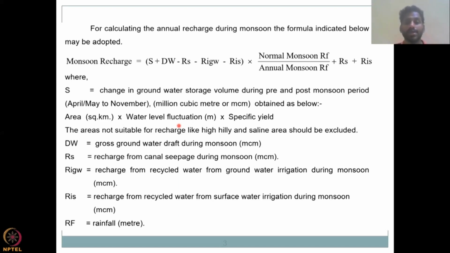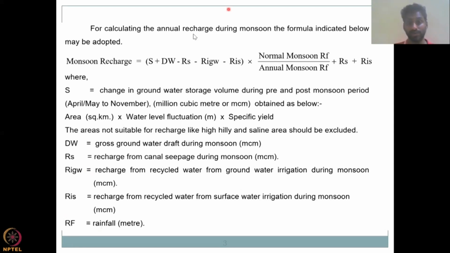So the monsoon recharge is given as S plus DW plus certain other factors in negative, which is minus RS, minus RIGW, minus RIS. RS is recharge from canal seepage during monsoon, canal seepage. RIGW is the recharge from recycled water from groundwater irrigation during monsoon. So from groundwater irrigation, please know the terms GW, irrigation, groundwater. There could also be some irrigation using surface water, which is given as RIS.